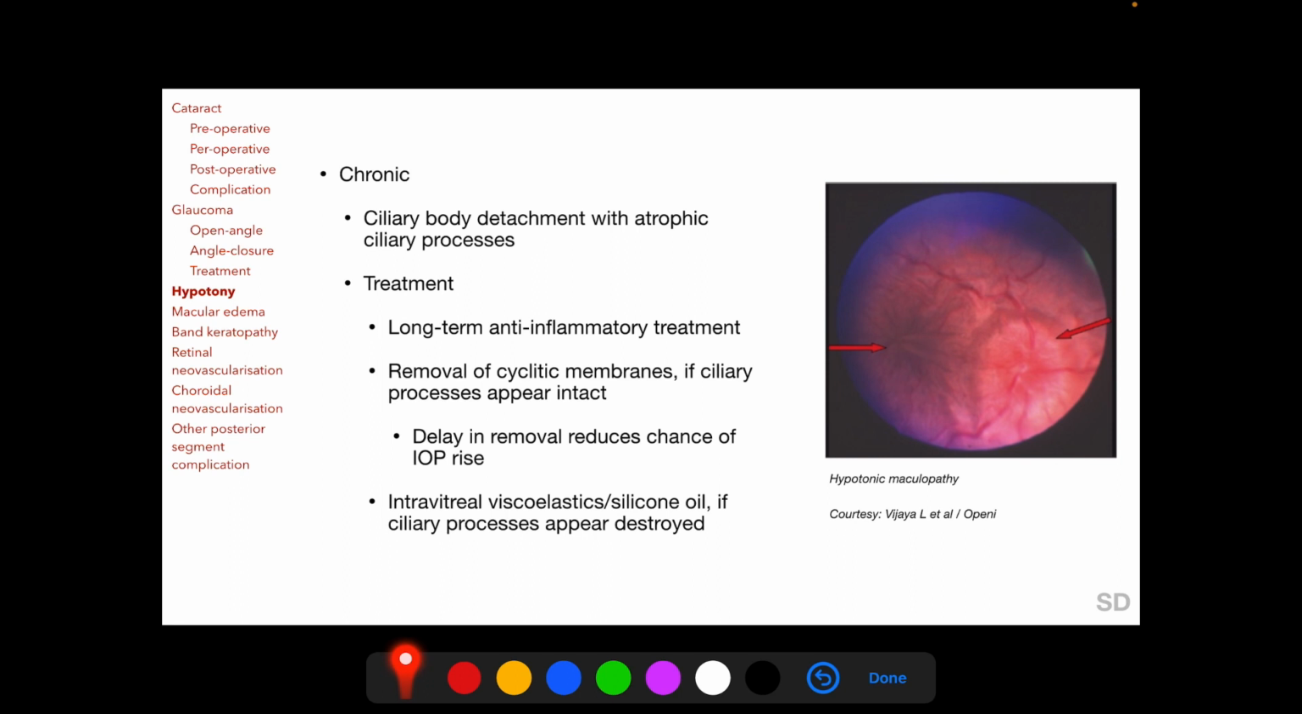Long-term hypotony can occur due to ciliary body detachment with atrophic ciliary processes, and treatment of chronic hypotony includes long-term anti-inflammatory therapy, removal of the cyclitic membranes if the ciliary processes appear intact, and this should not be delayed because delay in removal of cyclitic membranes over the ciliary body reduces the chance of increasing the intraocular pressure. If ciliary processes appear destroyed, intravitreal viscoelastics or silicone oil can be injected to maintain the shape of the eye.